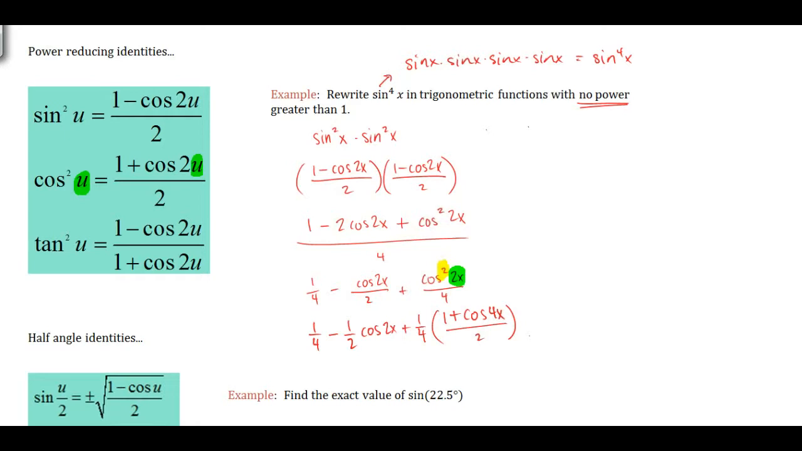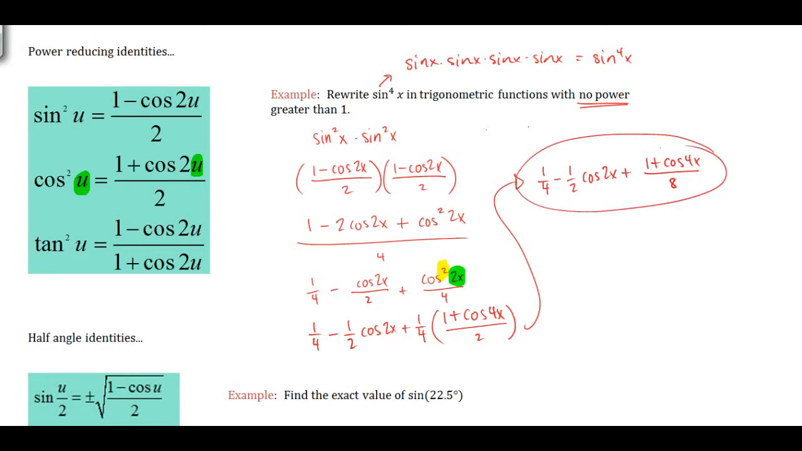You're golden there, right? So I think I could just maybe rewrite this a little prettier. What could I do? 1/4 minus 1/2 cosine of 2x, plus, I guess I could multiply the 4 back in, 1 plus cosine of 4x all over 8. And there it is. Notice no powers greater than 1. They're all nice linear powers. And now we're done. That's how we know we're finished, when they want us to have no powers greater than 1.